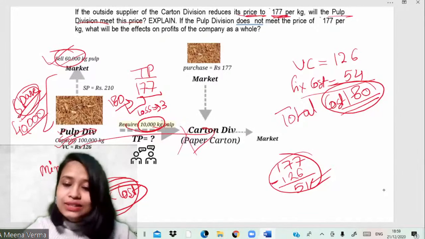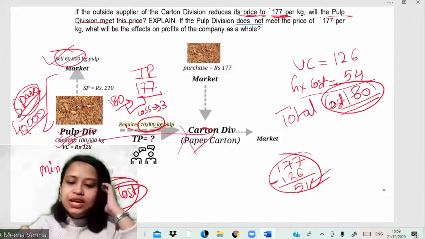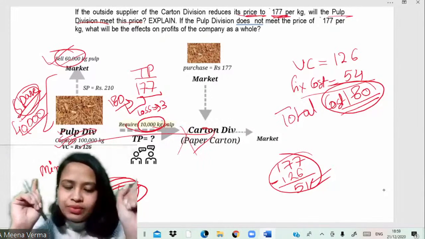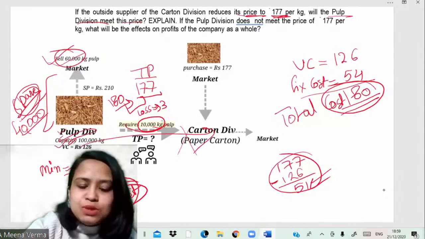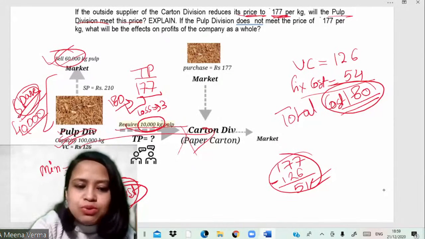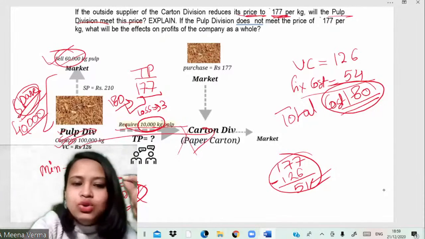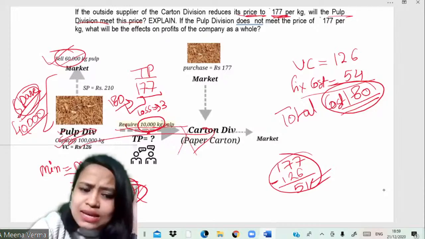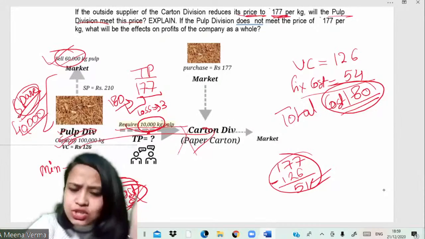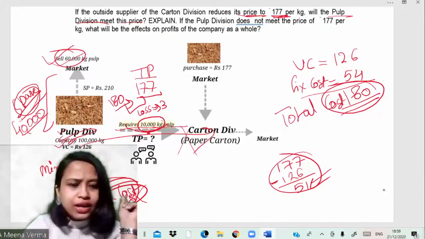I hope you have studied this in decision making also. Any cost which is not relevant for a specific proposal, for this proposal, this cost is not relevant. Whether you accept this proposal or you don't accept this proposal, you have to incur this cost. Such cost is sunk cost. It is irrelevant for taking the decision.